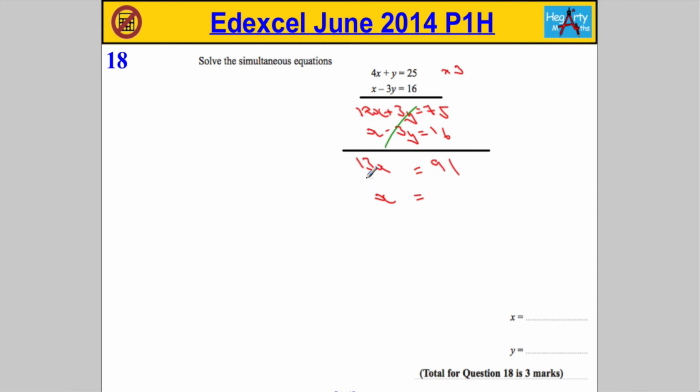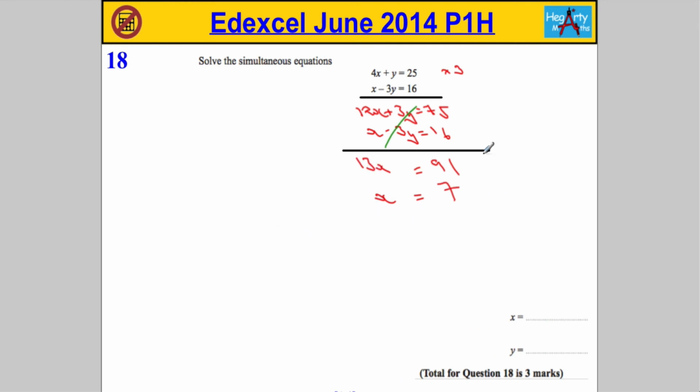What you might want to think of is the 3 times table, and what would you times 3 by to end up with a 1 on the end? I know 3 times 7 is 21, so 13 times 7 is actually 91. So I know that x is going to be 7 here. So now we know what x is.